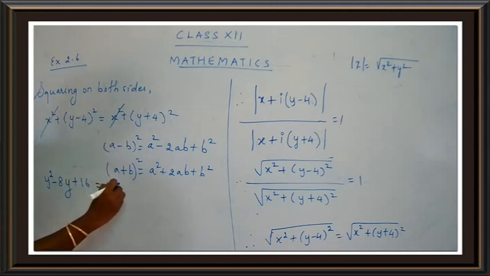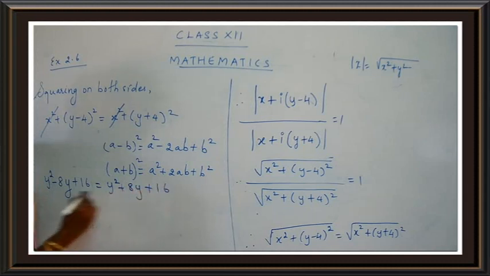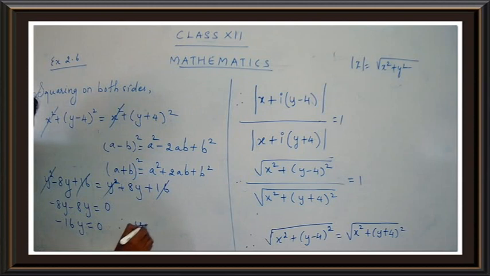So y square plus 2 into a into b, 2 into 4 into y, so 8y plus 16. So y square goes off, 16 goes off. So minus 8y. Bring this 8y to the other side. Minus 8y is equal to 8y, so minus 16y is equal to 0. Therefore, y is equal to 0.